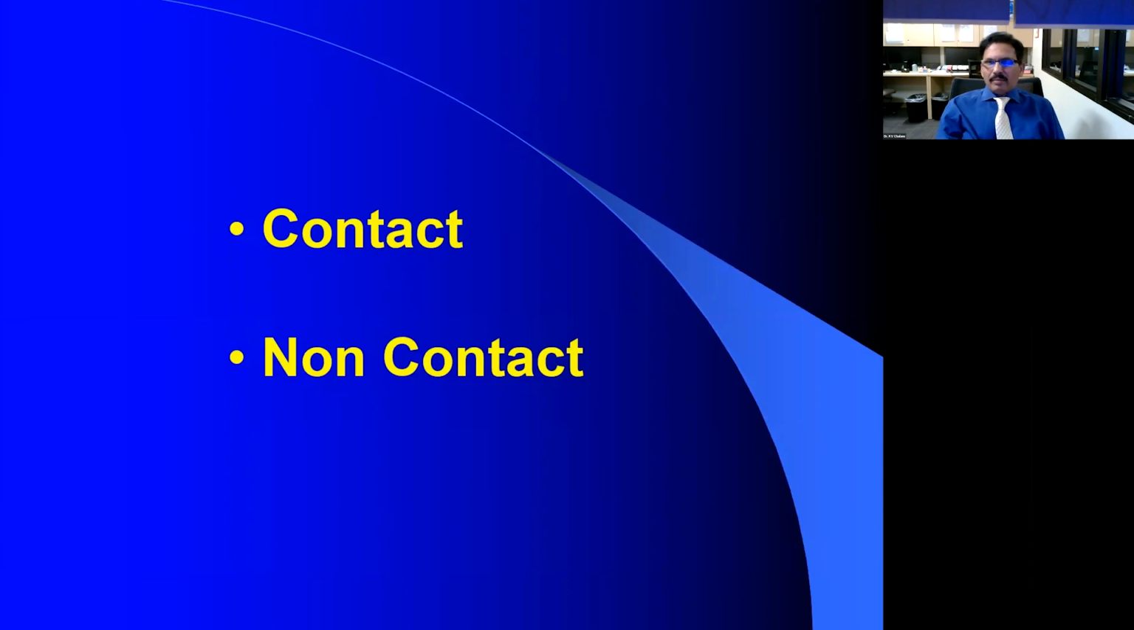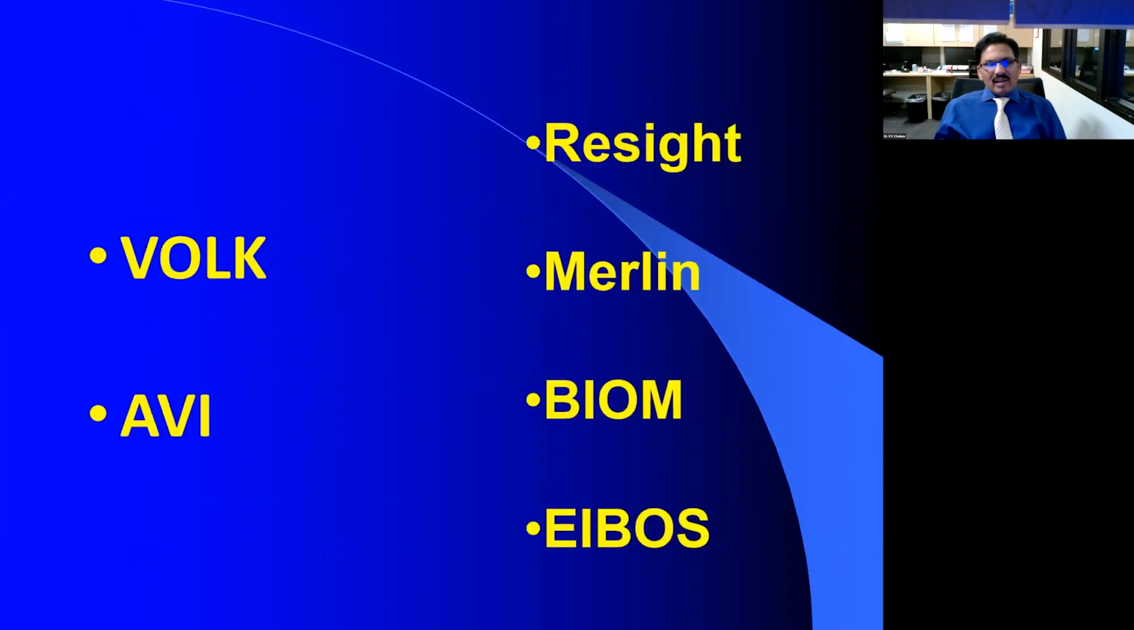So now that I have covered the basics, let's go into various systems that are available on the market, the advantages and disadvantages of each system. So broadly, you can divide them into contact systems and non-contact systems. For the contact systems, Volk Optical makes one and AVI makes one. The commonality, however, is that the lenses are made by Volk Optical for both systems. For the non-contact systems, there are multiple systems all over the world, but at least in the United States, the Resight made by Zeiss, Merlin made by Oculus, Biom made by Oculus, and EIBOS are the common ones that are used. And I'm sure there are other modifications in various parts of the world.